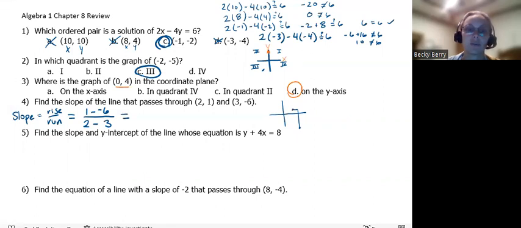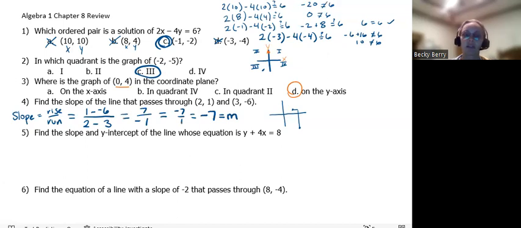Now I just have to do 1 minus a negative 6, so that's really 1 plus 6, so 7. And then down here, 2 minus 3 is a negative 1. Now I don't have to leave this as a fraction. That negative can go anywhere in the fraction and still be correct. So if I move it to the top, I have negative 7 over 1, or just negative 7. That is my slope, also labeled as m.